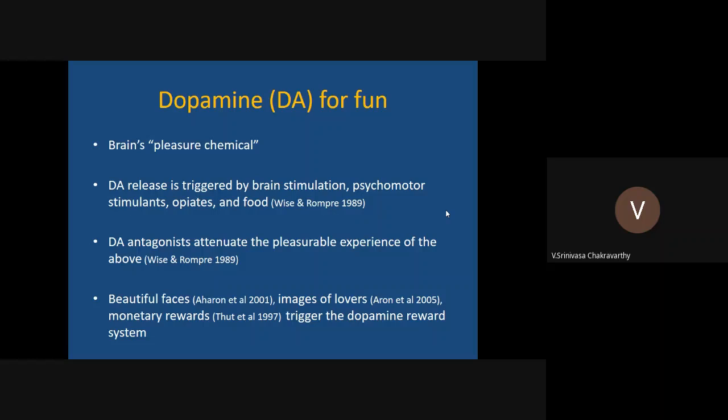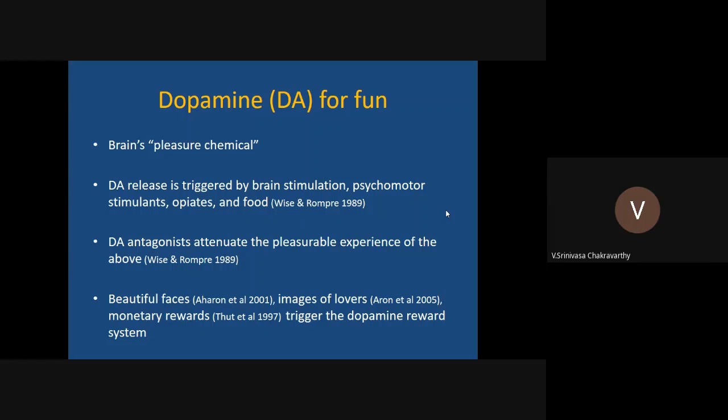Specifically, dopamine release is triggered by brain stimulation. There are certain areas in the brain which, when stimulated, give you a sense of pleasure. It's like a completely unconditional pleasure. Normally, when you talk about pleasure, you need to have something that makes you happy, an object of pleasure. But there are certain brain areas where if you just put an electrode and electrically activate them, you just feel pleasure.